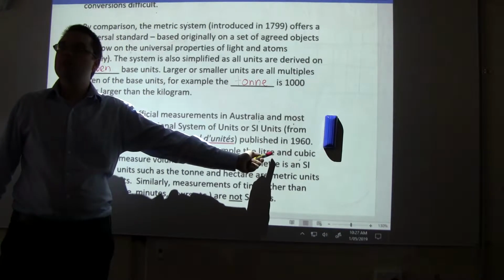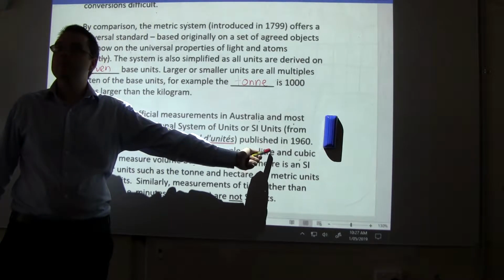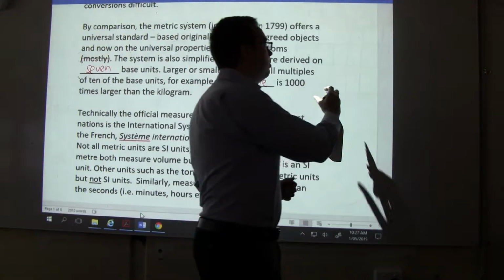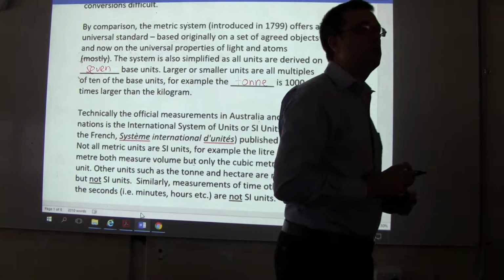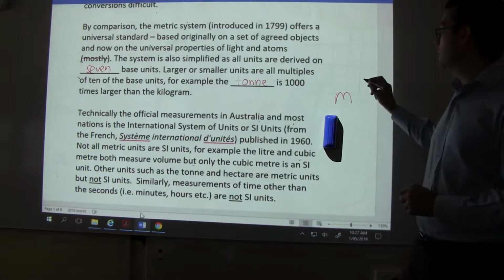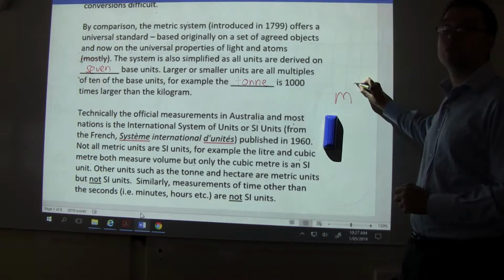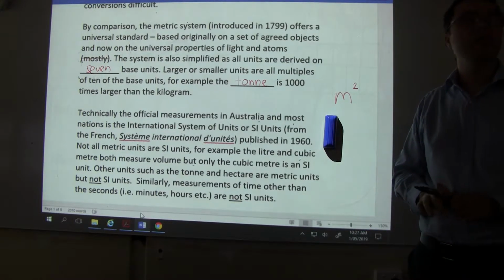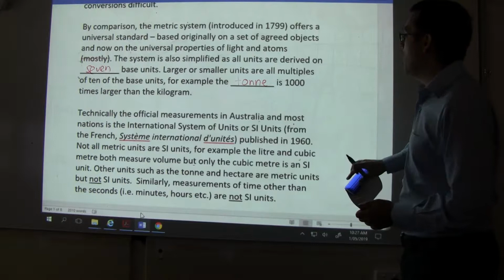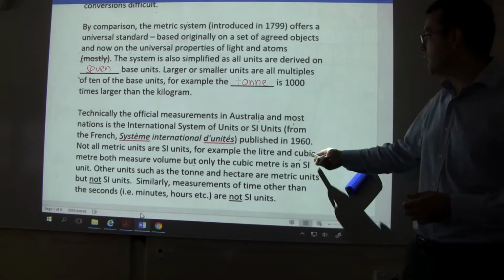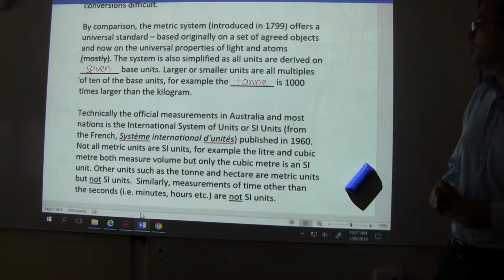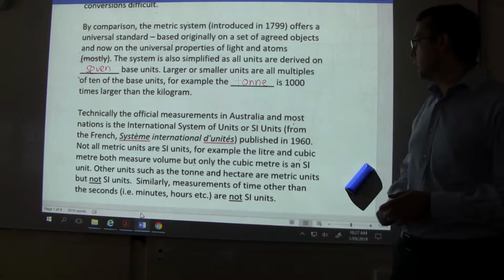What do you think the SI unit for volume is? I'll give you a clue. It's something to do with a metre. The measurement for area is the metre squared. What do you think the measurement for volume might be? The metre cubed. Thank you. Instead we use the cubic metre. It's literally written there. Both measure volume, but only the cubic metre is an SI unit.